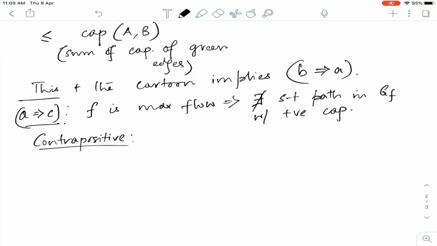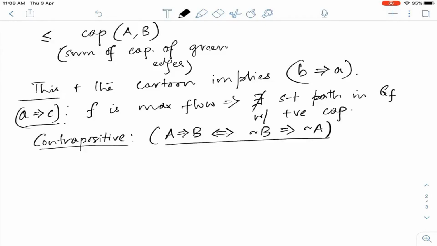If I have to prove, suppose I have to prove A implies B, this is equivalent to proving that not B implies not A. Yeah, this is what I mean by contrapositive. So this is the technique that I'm going to use.